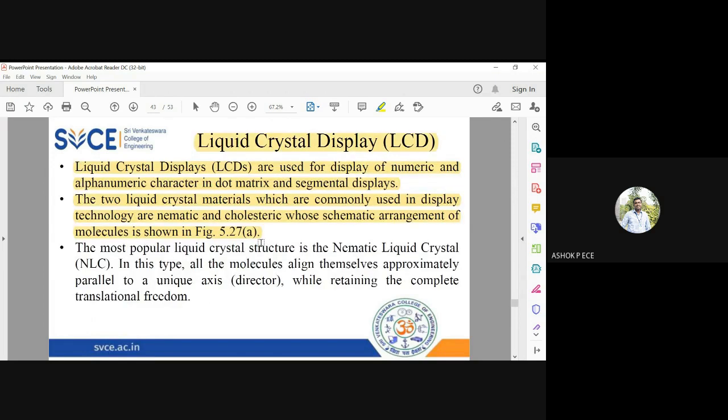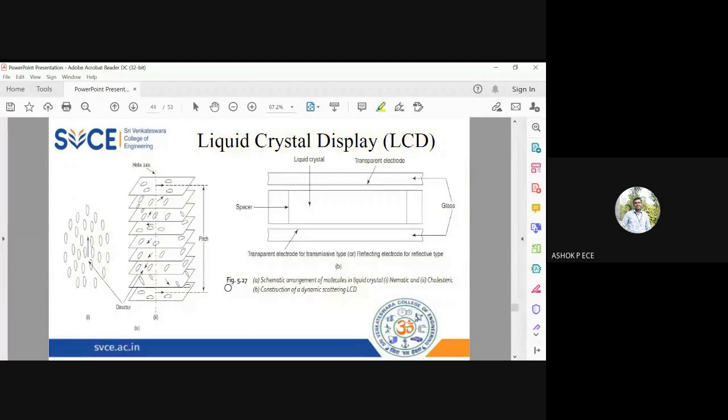We will see the theory shortly. The most popular type is nematic liquid crystal, NLC. In this type, all the molecules align themselves to a parallel axis while retaining complete translational freedom. These are very sensitive devices. If I apply an electric field in this direction as given by the arrow mark, all the molecules will be aligned along the direction of the electric field. And if I remove this field, they will randomly align themselves.